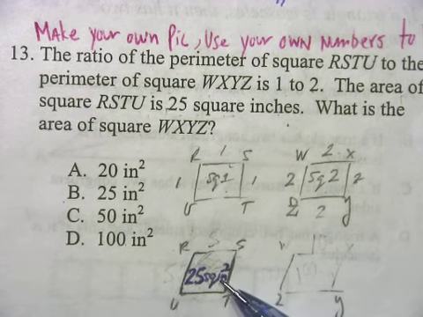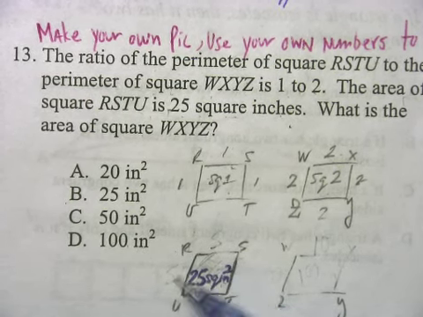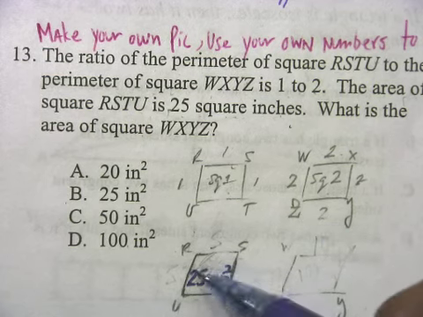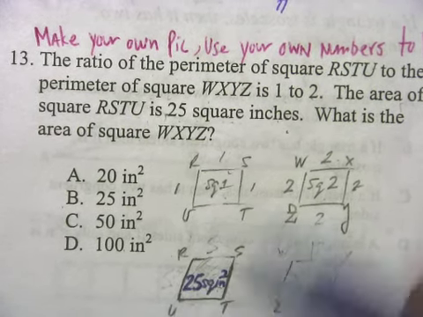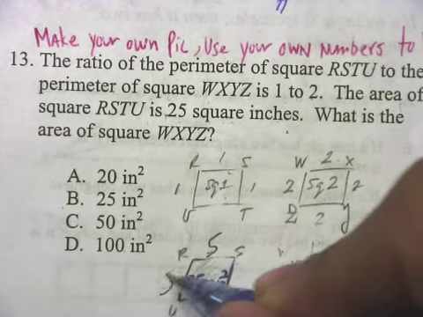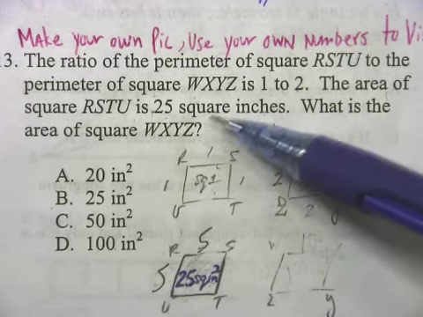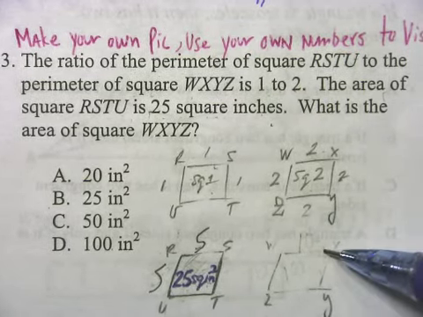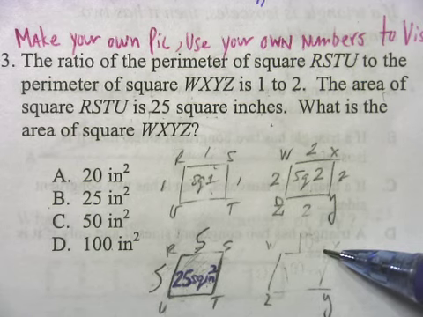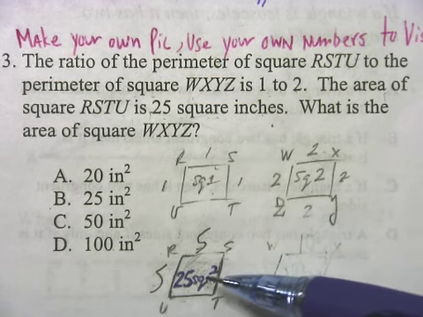That's the area, the space inside. Well, if I know that this area and the space inside is 25 square inches, then I'm going to know what the sides are. What two sides of a square, when I multiply them, give me 25? Well, it's going to be 5 and 5, right?